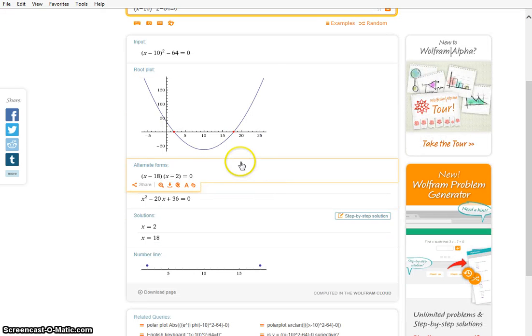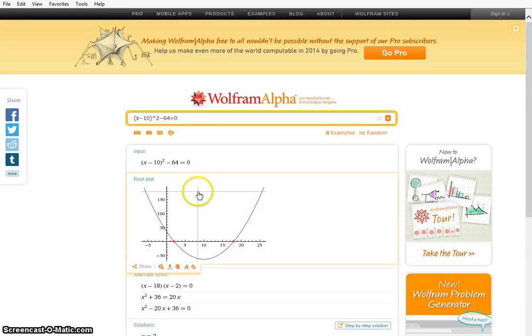Okay, so there are 2 points. X minus 18 times x minus 2. Oh, no, it's over here. The solutions are x is equal to 2, or x is equal to 18. I guess it's because it's a parabola.